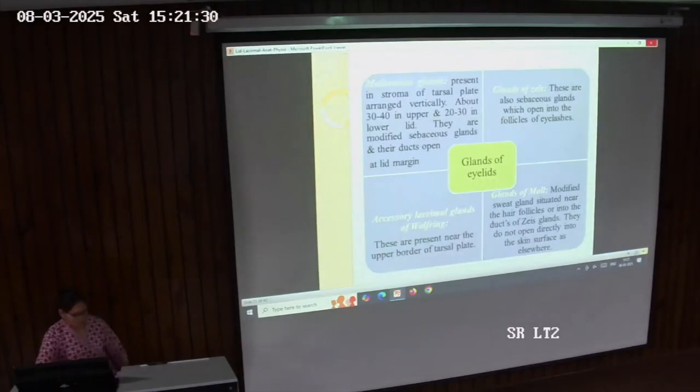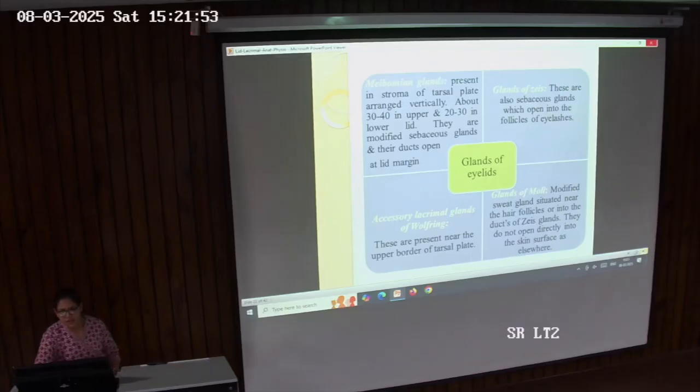Now come to the glands of the eyelid. There are mainly four glands present in the eyelid. One is the Meibomian gland, which is present in the tarsal plate and arranged vertically. The number of Meibomian glands is more in the upper eyelid as compared to the lower eyelid, 30 to 40 in the upper and 20 to 30 in the lower eyelid. They are modified sebaceous glands, and openings are present at the lid margin.